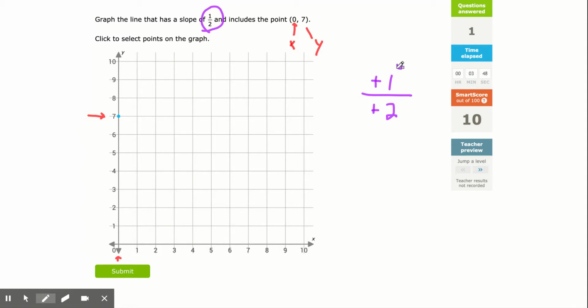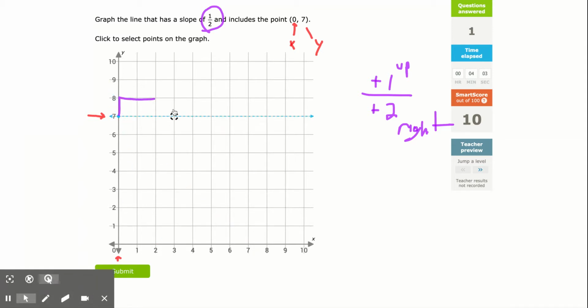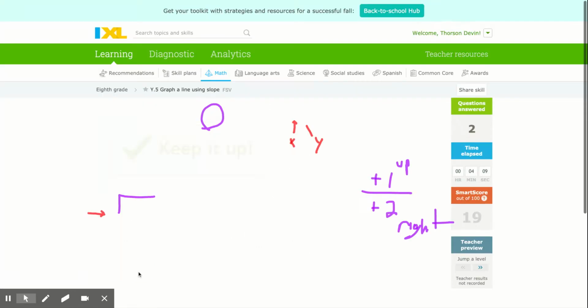Positive 1 means I'm going to go up. Positive 2 means I'm going to go right. That's a G, not a Y. So I'm going to go up 1 and right 2, and I'm going to graph that point right here. Now I always ask myself, I have a positive slope. Yep, I'm going uphill. Things look good. Submit.